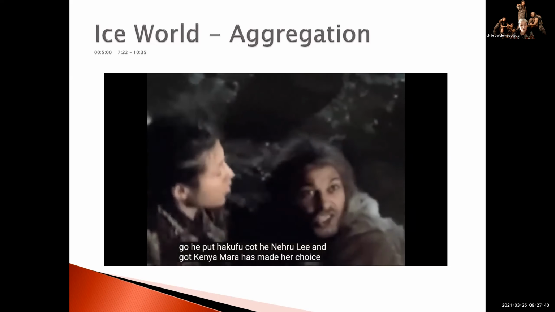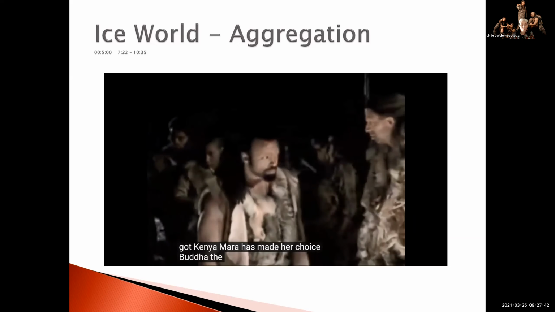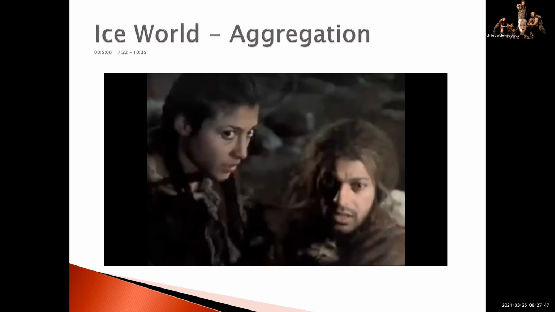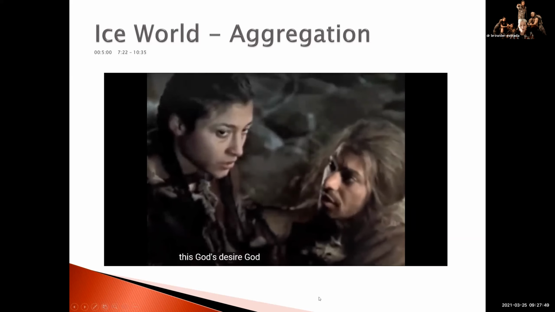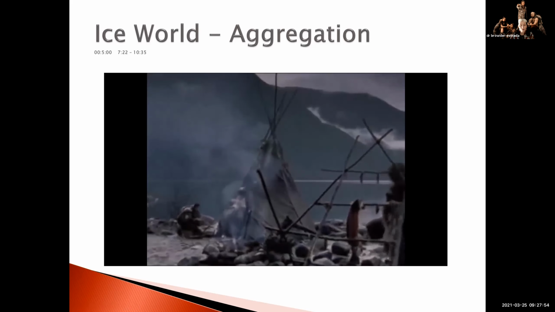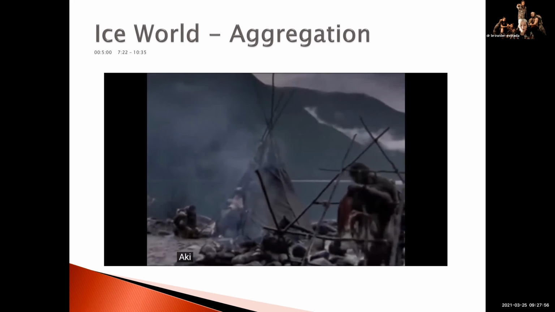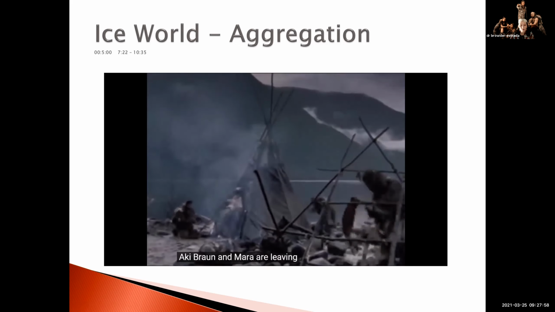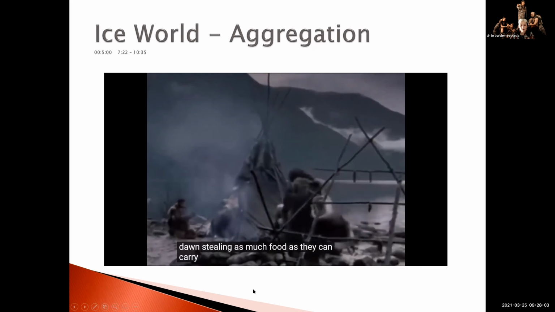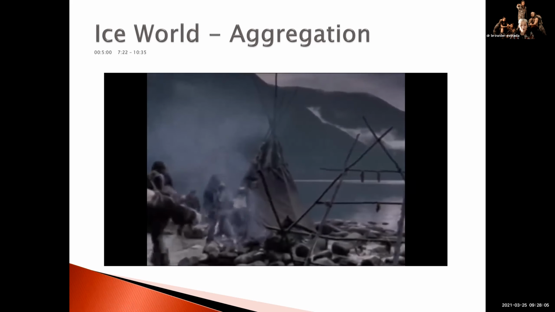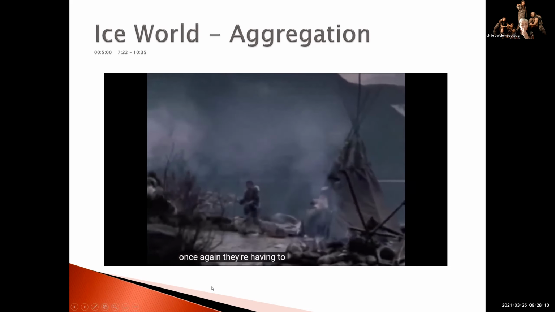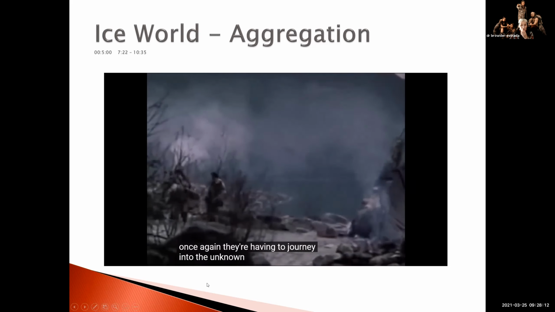Mara has made her choice. The travelers have no future here. These gods, these are gods. Aki, Bron, and Mara are leaving before dawn, stealing as much food as they can carry. Once again, they're having to journey into the unknown.